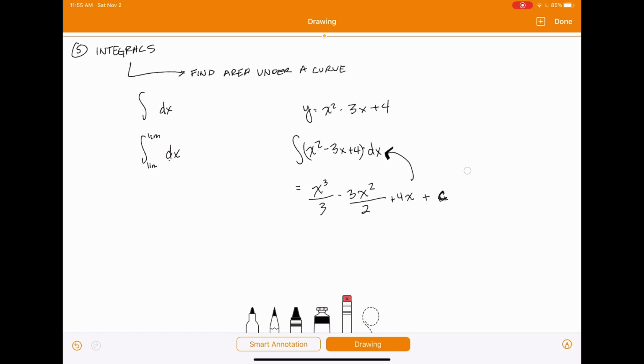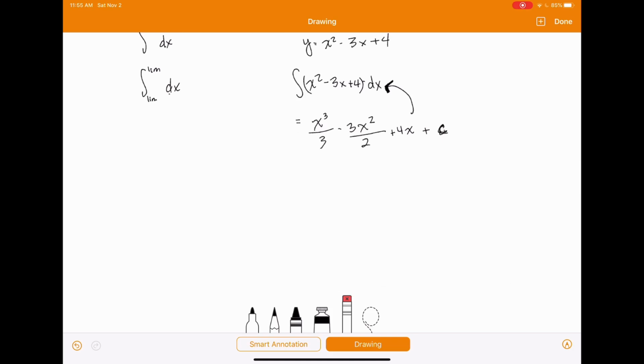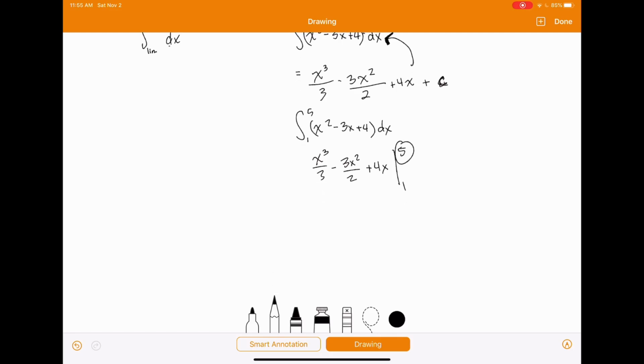All right? Now, if we wanted to take the integral of this, but only between 1 and 5, you just take the integral the same way. So x cubed over 3 minus 3x squared over 2 plus 4x. Instead of adding a c, we have it bounded by 1 and 5. Then you're just going to plug 5 in for x and then 1 in for x and subtract the 5 side minus the 1 side.